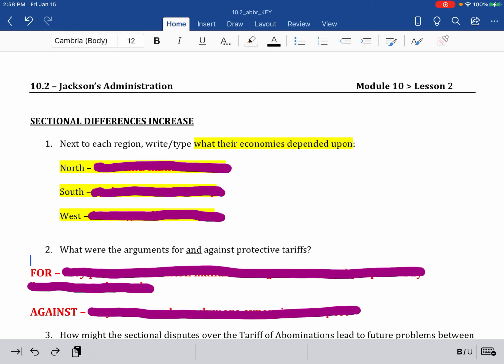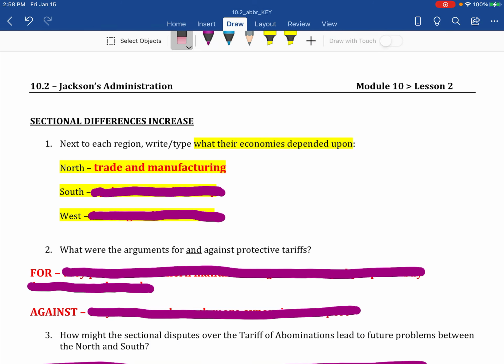Number 1, next to each region, write or type what their economies depended upon. There was a map in the book that showed the different regions. They were color-coded, and then the paragraphs below the map explained how each region developed differently. The North, and we have mentioned this before, depended on trade and manufacturing. It's been that way really since day one because the soil and climate in the North are not great for farming, so they had to rely on other things to make a living.